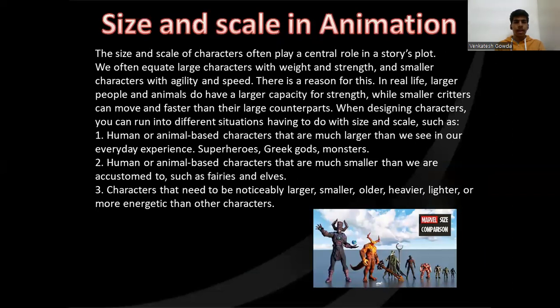Now we'll discuss size and scale in animation. The size and scale of characters often play a central role in a story's plot. We often equate large characters with weight and strength, and smaller characters with agility and speed. There is a reason for this. In real life, larger people and animals do have a larger capacity for strength, while smaller creatures can move faster than their larger counterparts.